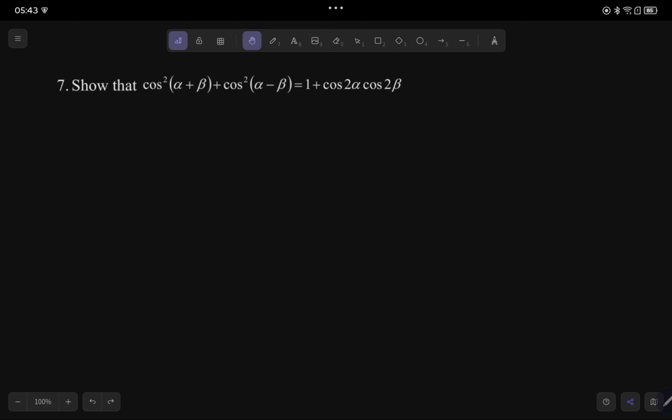Show that cos squared (alpha plus beta) plus cos squared (alpha minus beta) is equal to 1 plus cos 2 alpha cos 2 beta. Now, what I'm seeing here is squares on the cosine, while the right-hand side doesn't have the squares. So what comes to my mind first is to see how to eliminate those squares.